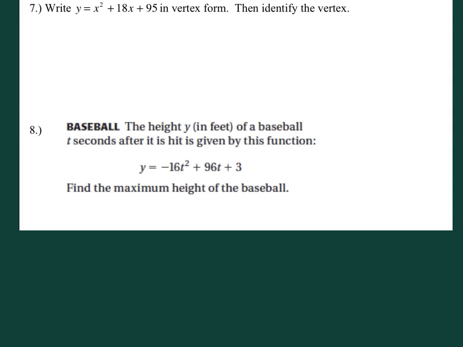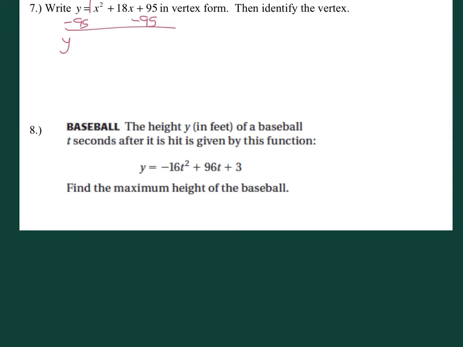Okay, so let's take a look at another example of how to take a standard form equation, use the process of completing the square to rewrite it in vertex form, and then identify the vertex. So we're given y equals x squared plus 18x plus 95. Again, this one has an a value of 1, so my first step, dividing everything by a, doesn't change anything. But my next step is to move the constant to the other side.